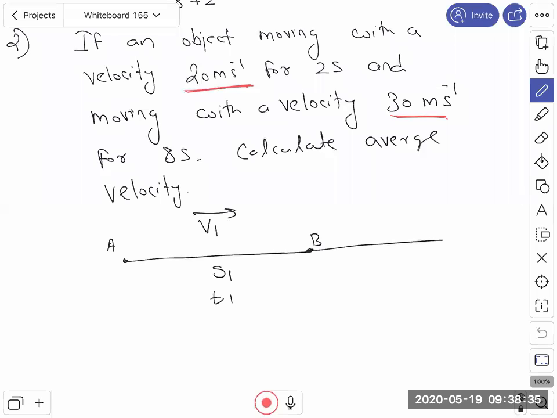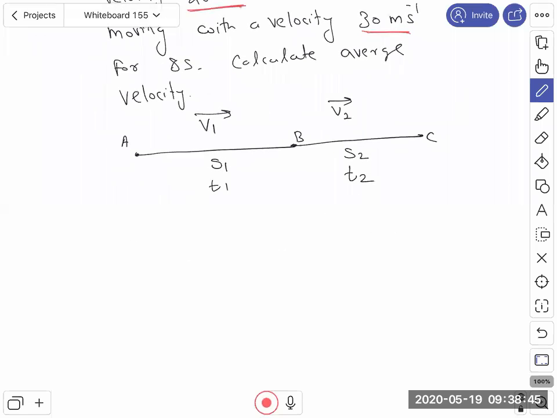Then B to C, it is moving with a velocity, take it as V2, and traveling a displacement, take it as S2, and time is equal to T2. Now our aim is to find out the value of average velocity. Average velocity is total displacement divided by total time.